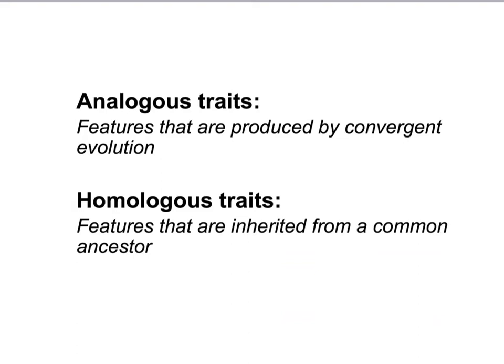Now, with homologous traits, you have features that are inherited from a common ancestor. So if you're looking at birds in Europe and then birds in the Americas, they both have wings, they're both flying because they inherited those traits from a common ancestor.